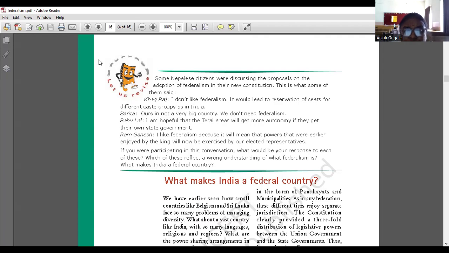Then we have Babulal. He says, I'm hopeful that the Terai areas will get more autonomy if they get their own state government. Yes, this statement is absolutely correct. If Nepal becomes federal and states are formed and they are given their own powers, the people will have better choices and they will make better decisions because they are living over there. Isn't that so? So this is a correct statement.